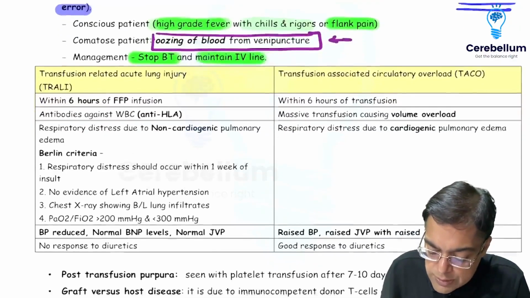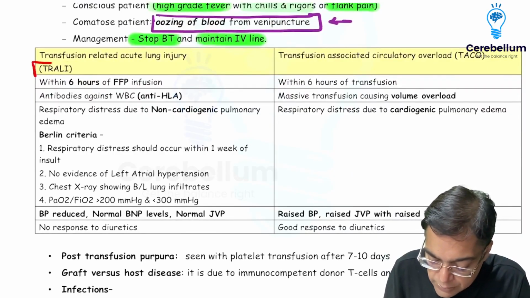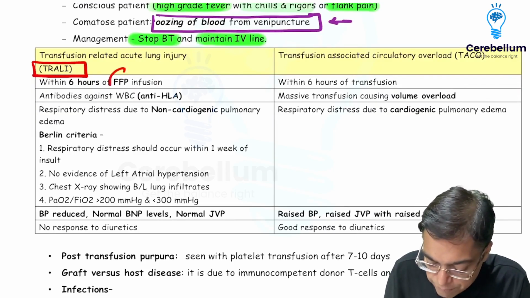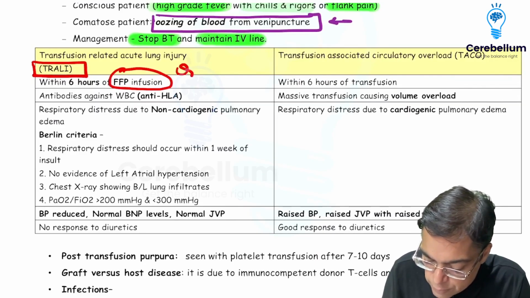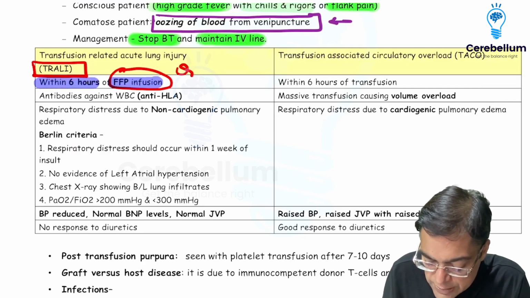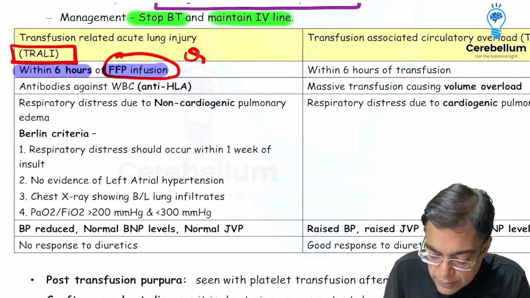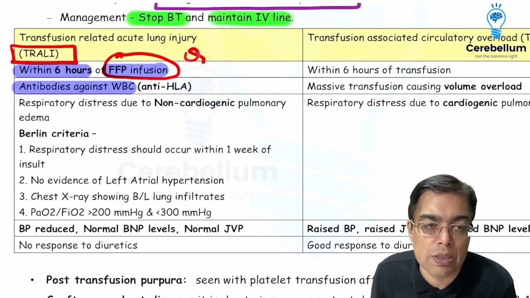We are asked questions in the exam pertaining to two special complications as well. The first is TRALI, that is transfusion-related acute lung injury. It is specifically seen with a component of blood that is given the name of fresh frozen plasma, and that occurs within 6 hours of transfusion of the fresh frozen plasma. The reason is that there is formation of antibodies against the white blood cells, and that is going to be responsible for causing the acute lung injury.